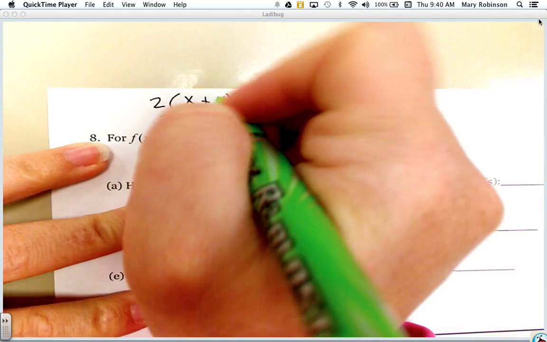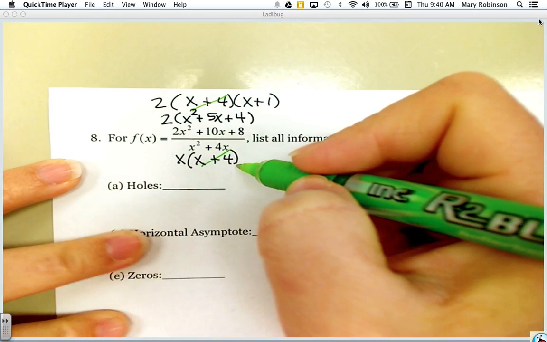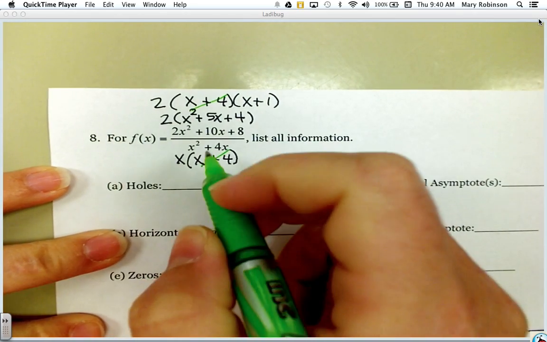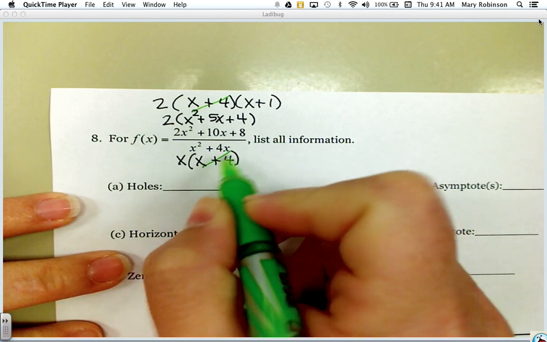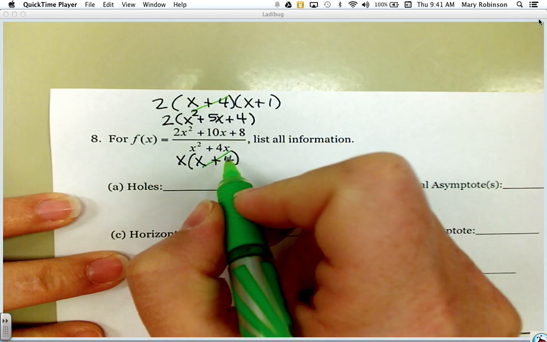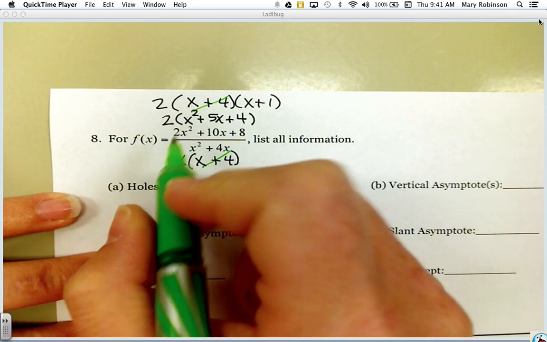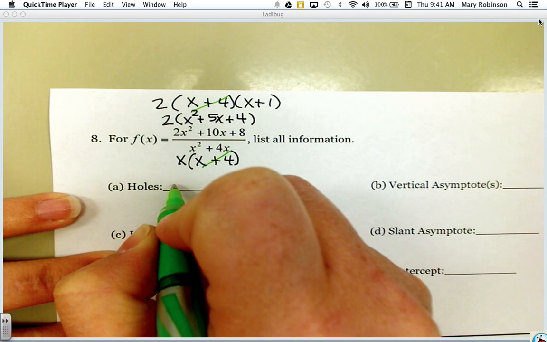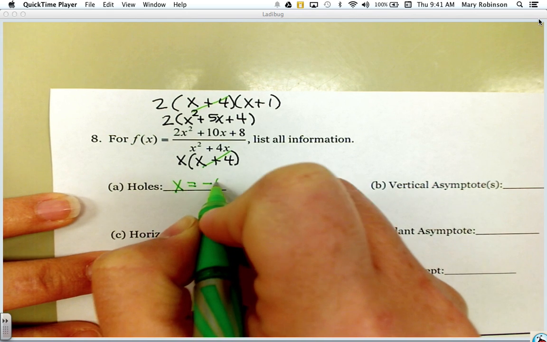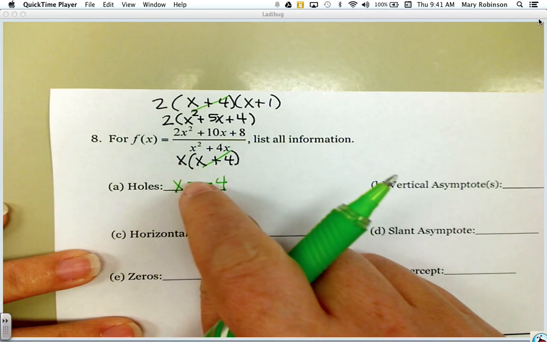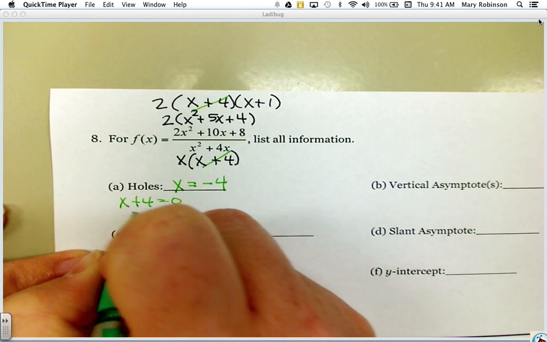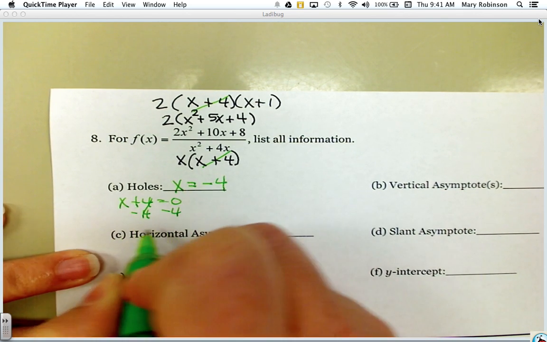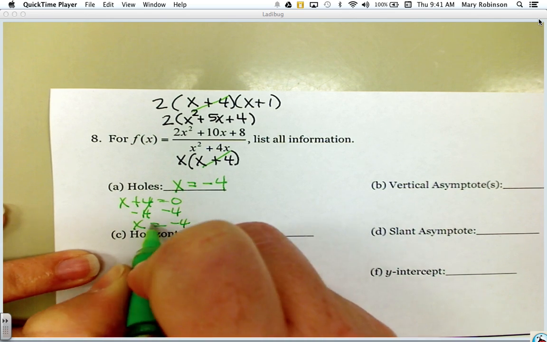Recall that if your factor cancels out for that restricted value in your denominator only, that means that we will have a hole here at this canceled factor. So in this case, that would be negative 4. So we need to state that we would have a hole at x equals negative 4. Remember, you set the factor itself equal to 0 and solve. That restricted value is where the hole will be.